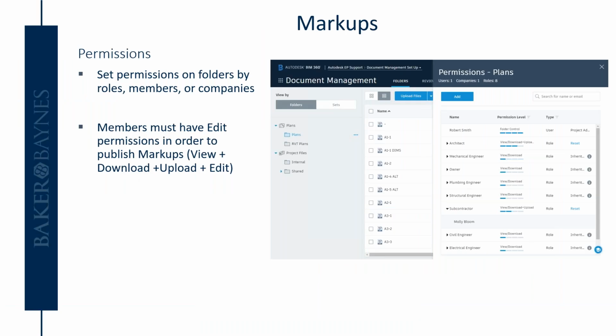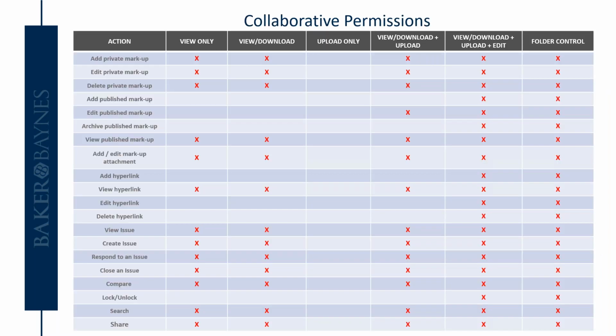The permissions for markups are very similar to what we used to see, because if we look at those folder permissions, if you have certain permissions, you can create a markup or can't create a markup. Members must have edit permission in order to publish markups. So if I want to go and publish a markup, I should have edit permission in a folder. This is the collaborative permissions, which is very similar to the one that you've seen before.